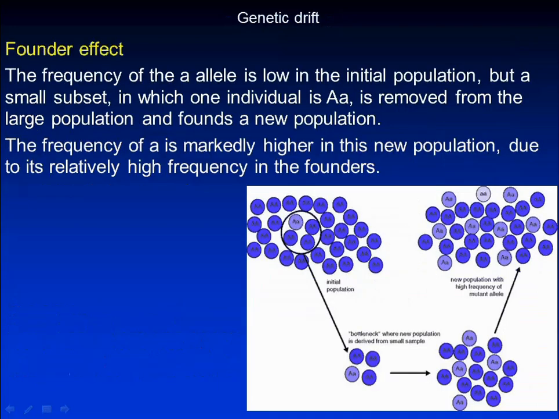The frequency of the small a allele is low in the initial population, but a small subset in which one individual is heterozygote is removed from the large population and founds a new population. The frequency of the small a is markedly higher in the new population due to its relatively high frequency in the founders. This is called founder effect.